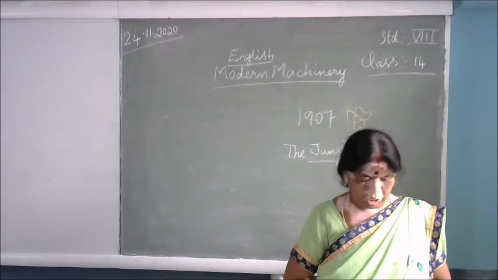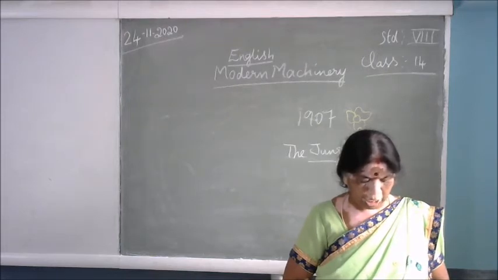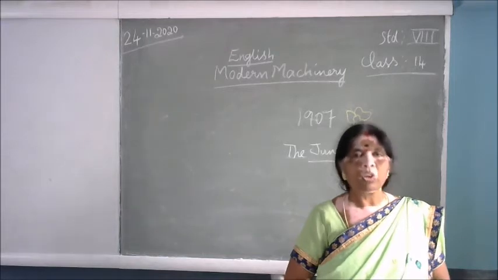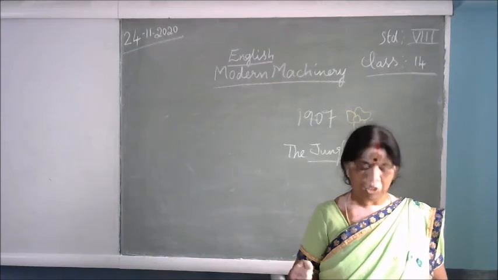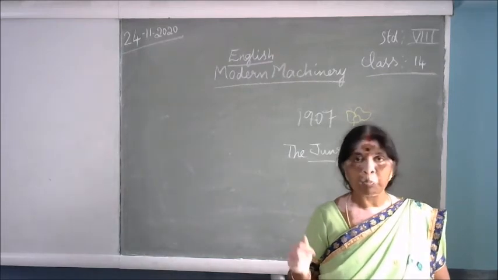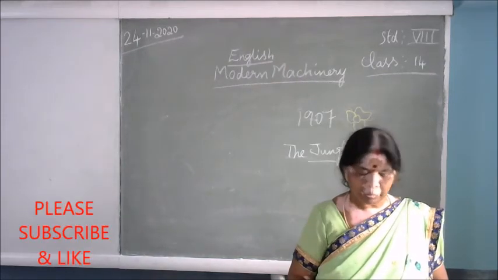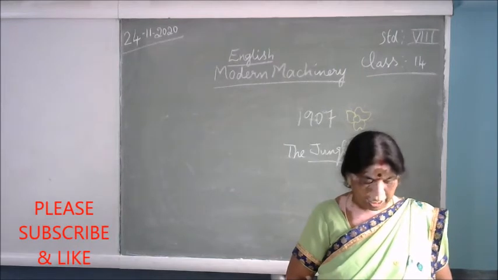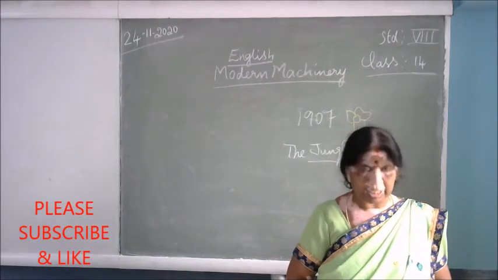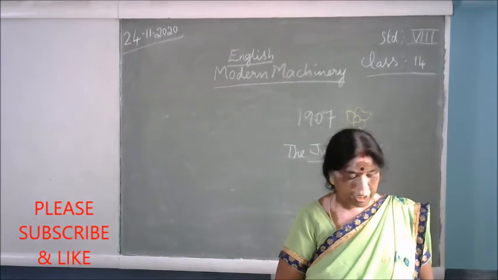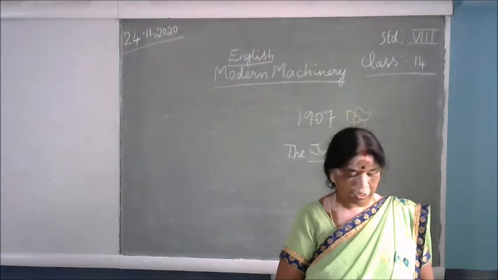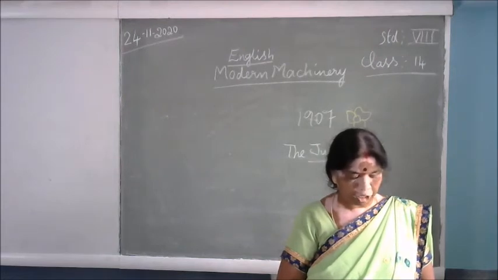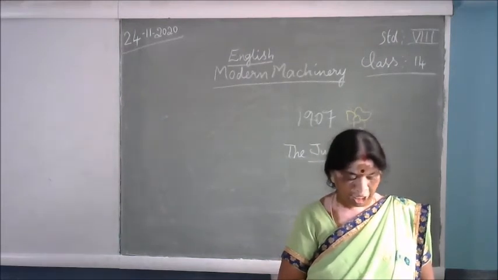Kipling lists the various functions that the machines can perform. In one category, the machines can pull, haul, push, lift. So everything can be done by machines. It's not only that machines can pull, haul, push, lift. Many things can be done. Drive, as in forklifts and cranes. Kipling lists some various functions of the machines. What are the various functions here? Pushing, pulling, lifting, driving. So many functions are there.